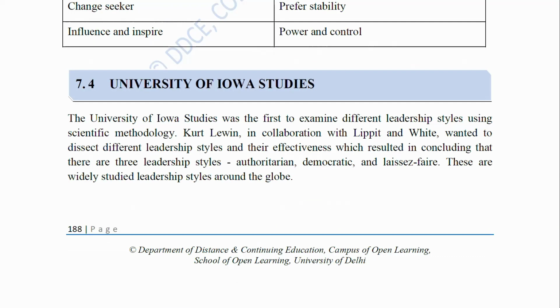7.4 University of Iowa Studies. The University of Iowa Studies was the first to examine different leadership styles using scientific methodology. Kurt Lewin, in collaboration with Lippitt and White, wanted to dissect different leadership styles and their effectiveness, which resulted in concluding that there are three leadership styles, namely authoritarian, democratic, and laissez-faire. These are widely studied leadership styles around the globe.